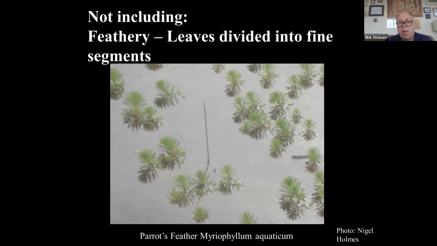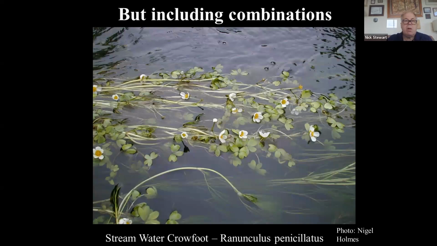These are species with leaves that are very divided, such as the parrot's feather, for example, which is a very feathery leaf. But I will cover combinations where one of the leaf forms is a floating leaf. So things like the water crowfoots have two types of leaves. They have underwater leaves, which you can see here are quite divided and feather-like, but it also very often produces floating leaves.